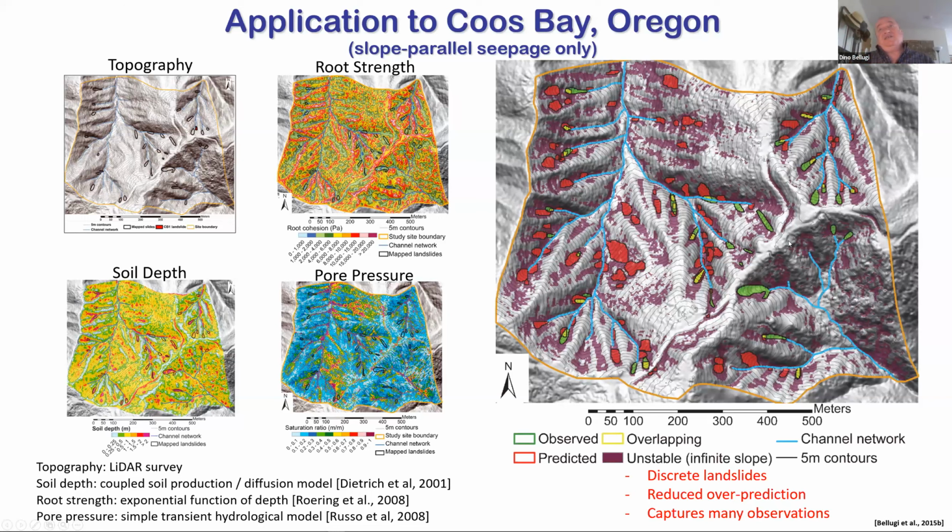And many of these overlapped with landslides that were mapped by researchers over this period of 10 years. We can also see that the overprediction that is typically associated with the infinite slope cell by cell method, shown here in purple, is greatly reduced.